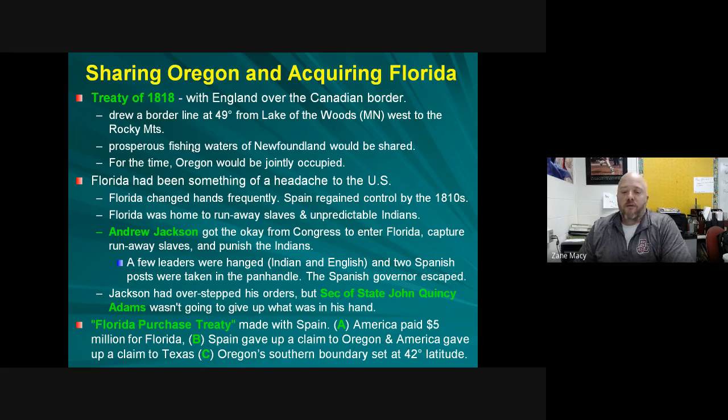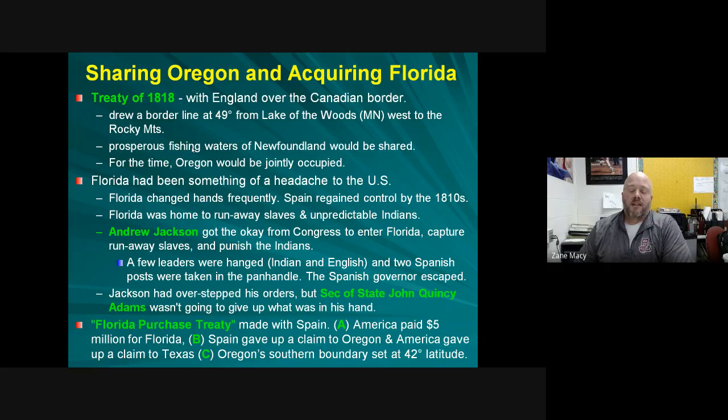Florida ends up being a home for runaway slaves and Indian tribes that would continue to cause problems for people in Georgia, the Carolinas, Alabama. Andrew Jackson got the okay from Congress to enter Florida to capture runaway slaves, to punish Native Americans that had made attacks, maybe or maybe not, against American settlements. A few leaders, Native American and English, end up being hung. Two Spanish outposts were captured by Americans in the Florida Panhandle. The Spanish governor of Florida manages to escape.